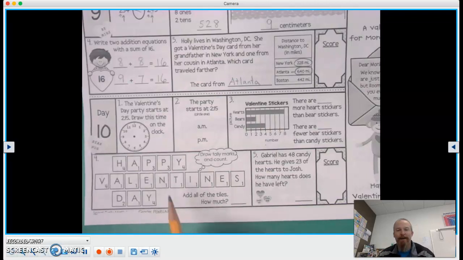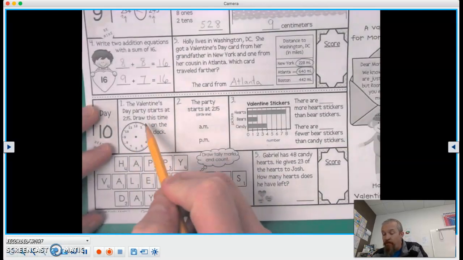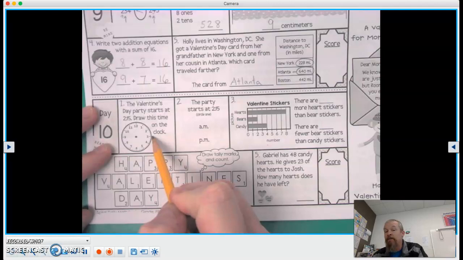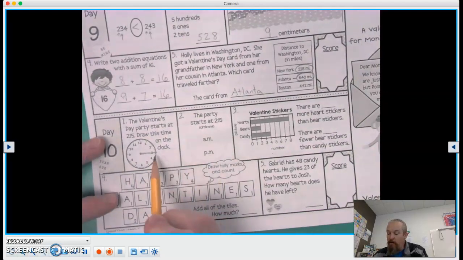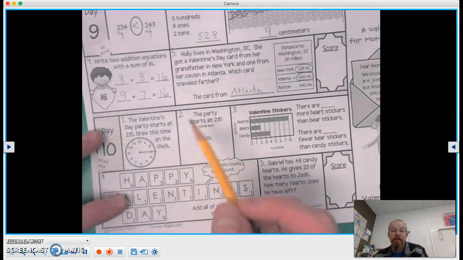Here we are, day 10 of our February daily math. The Valentine's Day party starts at 2:15. Draw this time on the clock. Let's do our minutes first. 5, 10, 15. And I'm going to draw that line all the way out. My minute hand, I want to reach all the way out to my minutes. Okay, so I'm going to make it all the way to my 15 minutes there.